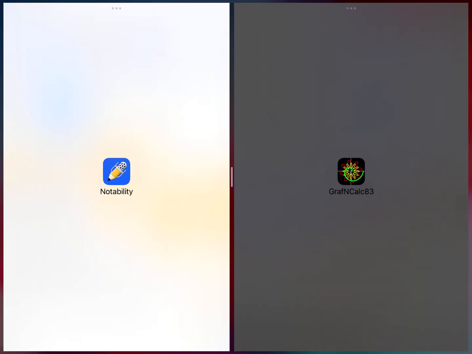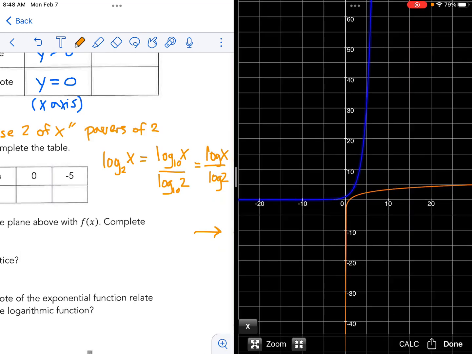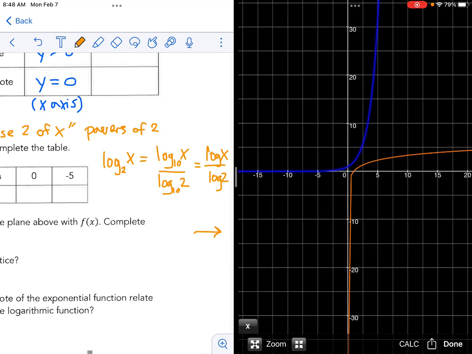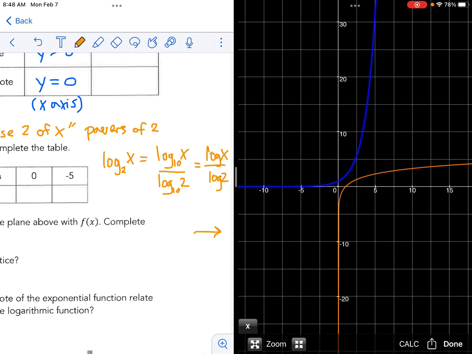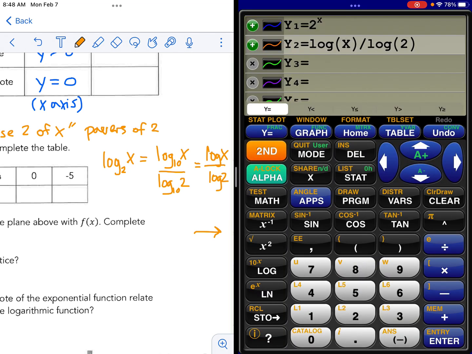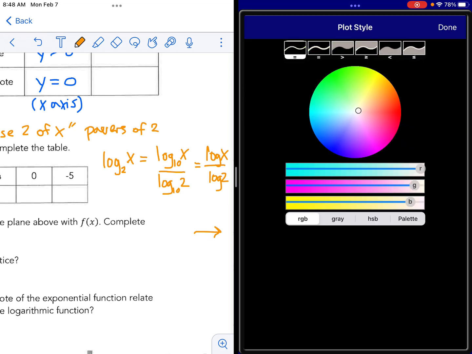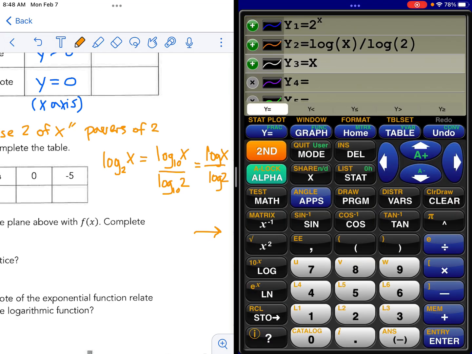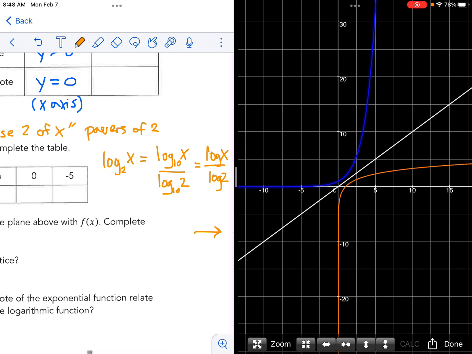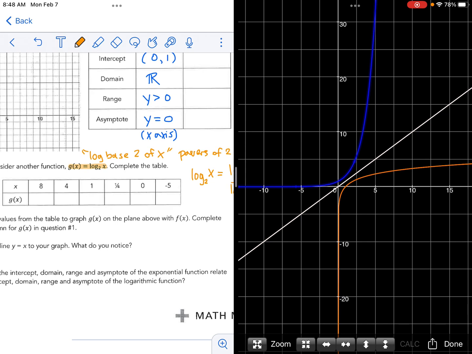Notice that those graphs, if I zoom out far enough, let me make this bigger. We talked about inverses, right? And we talked about the line y equals x. Let me graph that. Here's y equals x. Let's make that gray. We see that it's a reflection over the line y equals x. So we know that log base 2 of x is the inverse of the exponential 2 to the x.